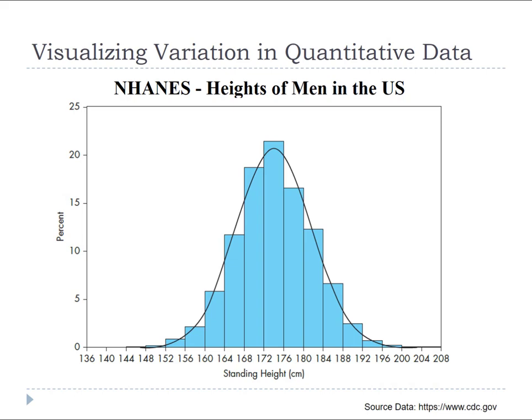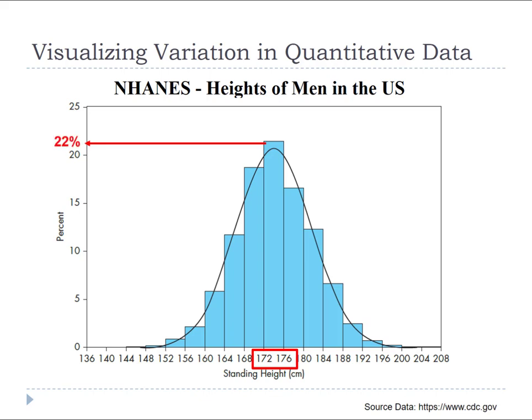Another example of a normal distribution of measurements is men's heights in the US. The data is presented here in what is known as a histogram. The histogram shows men's heights in centimeters from a random sample of 2,742 individual men. The sample data was collected for the 2011-2012 National Health and Nutrition Examination Survey, also known as NHANES.